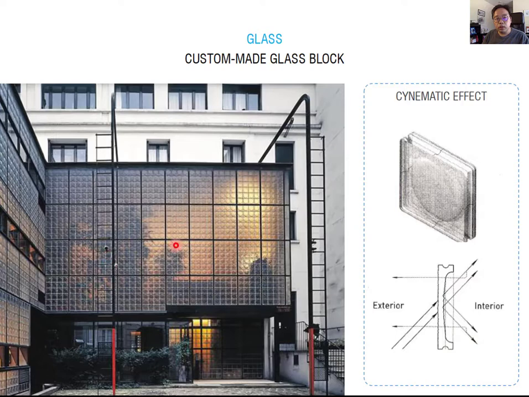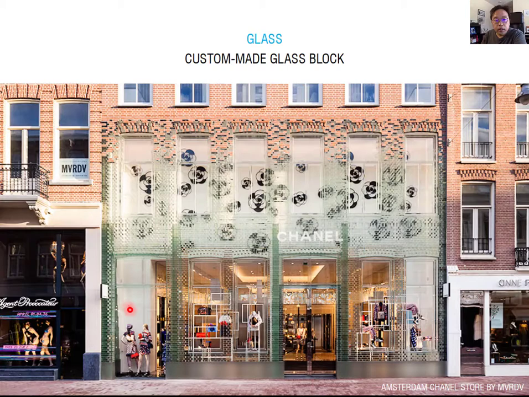So it means it can provide a more interesting profile when you see it from outside. So the next one is a more current project. In Amsterdam, MVRDV has completed a boutique store for Chanel. I think Chanel currently sells in different boutique stores. However, this was originally built for Chanel.